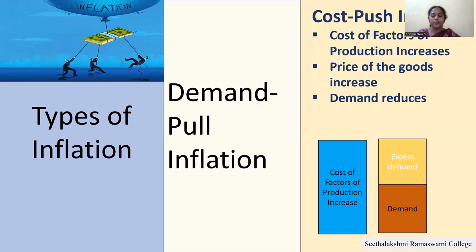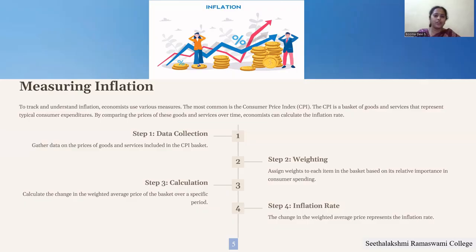Next, we are going to see how to measure this inflation. To track and understand inflation, economists use various measures. The most common is the consumer price index. The consumer price index is a basket of goods and services that represents typical consumers' expenditures. Step one is data collection. Gather data on the prices of goods and services included in this CPI basket.